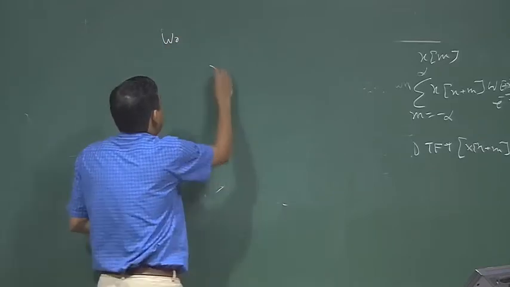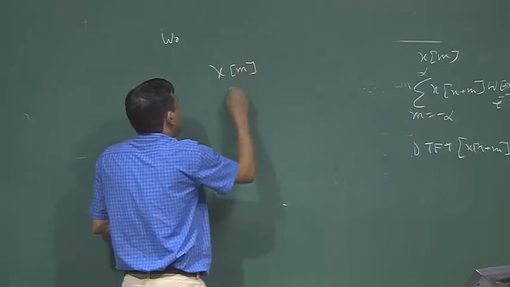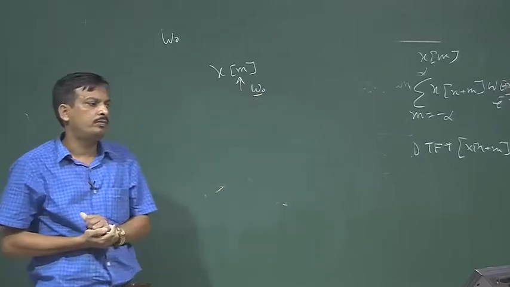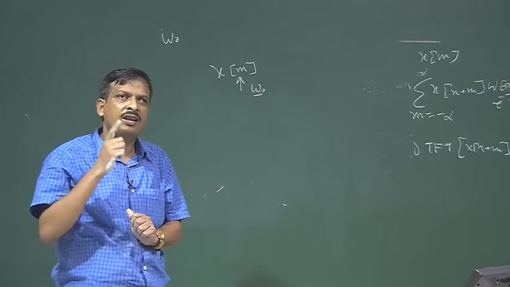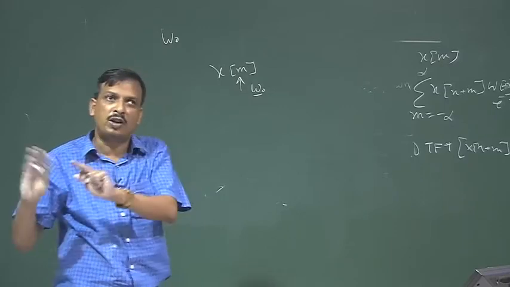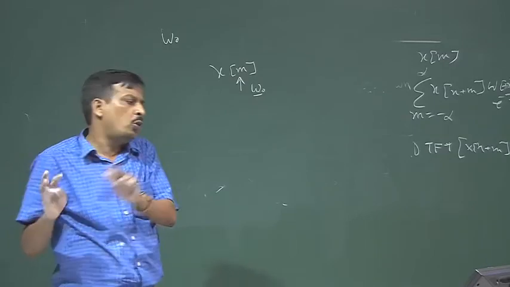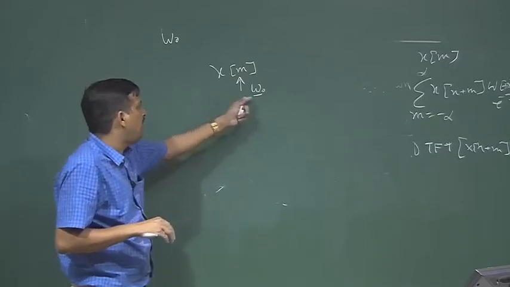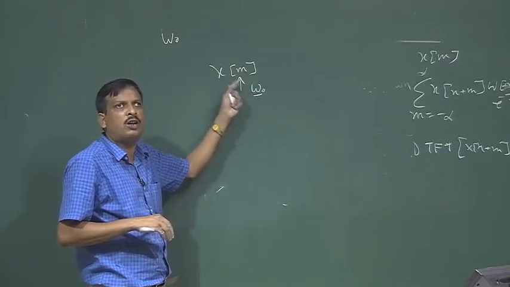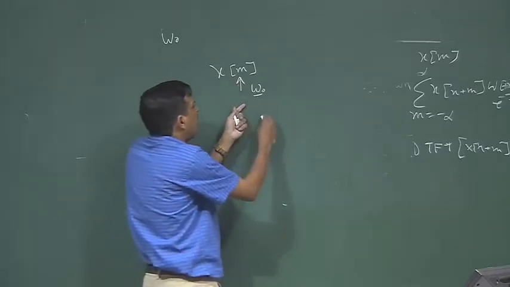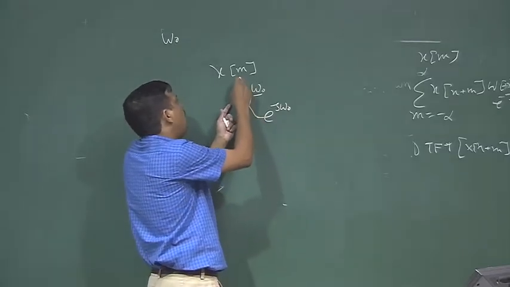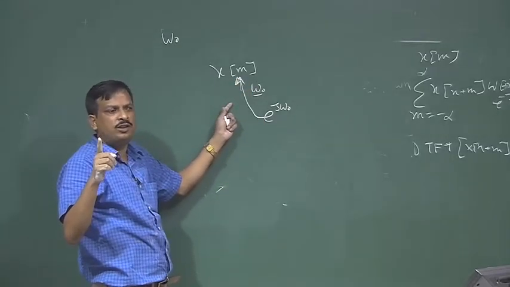So, I have a signal x of m, and I want to find out whether this x of m contains omega 0 or not. Forget about the windowing part, I am coming to it later on. So, what I will do, you know that to get that output, I do a convolution in the time domain. I generate a particular frequency signal, e to the power j omega 0, and convolve with x of m. That is my DFT equation.